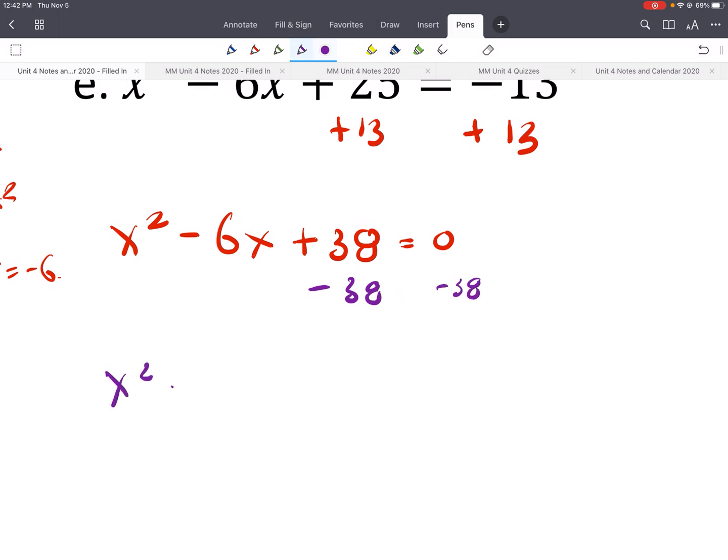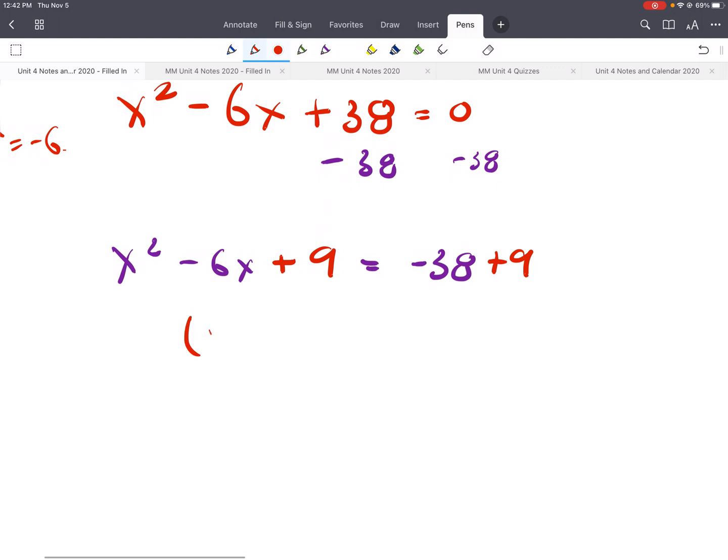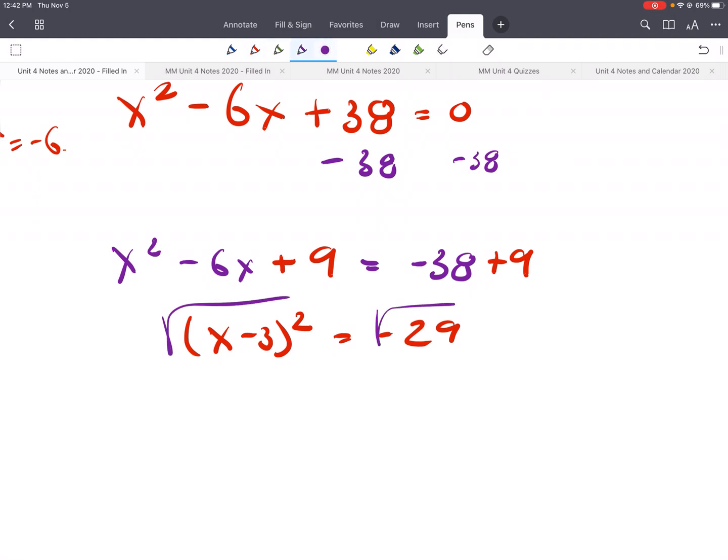And I'll complete the square. So to complete the square, it's always half of b, and we square it. So we would add 9 to both sides. Write it as a binomial squared. It's always half of b. This gives us a negative 29, I think. Okay, and then we'll square root both sides.